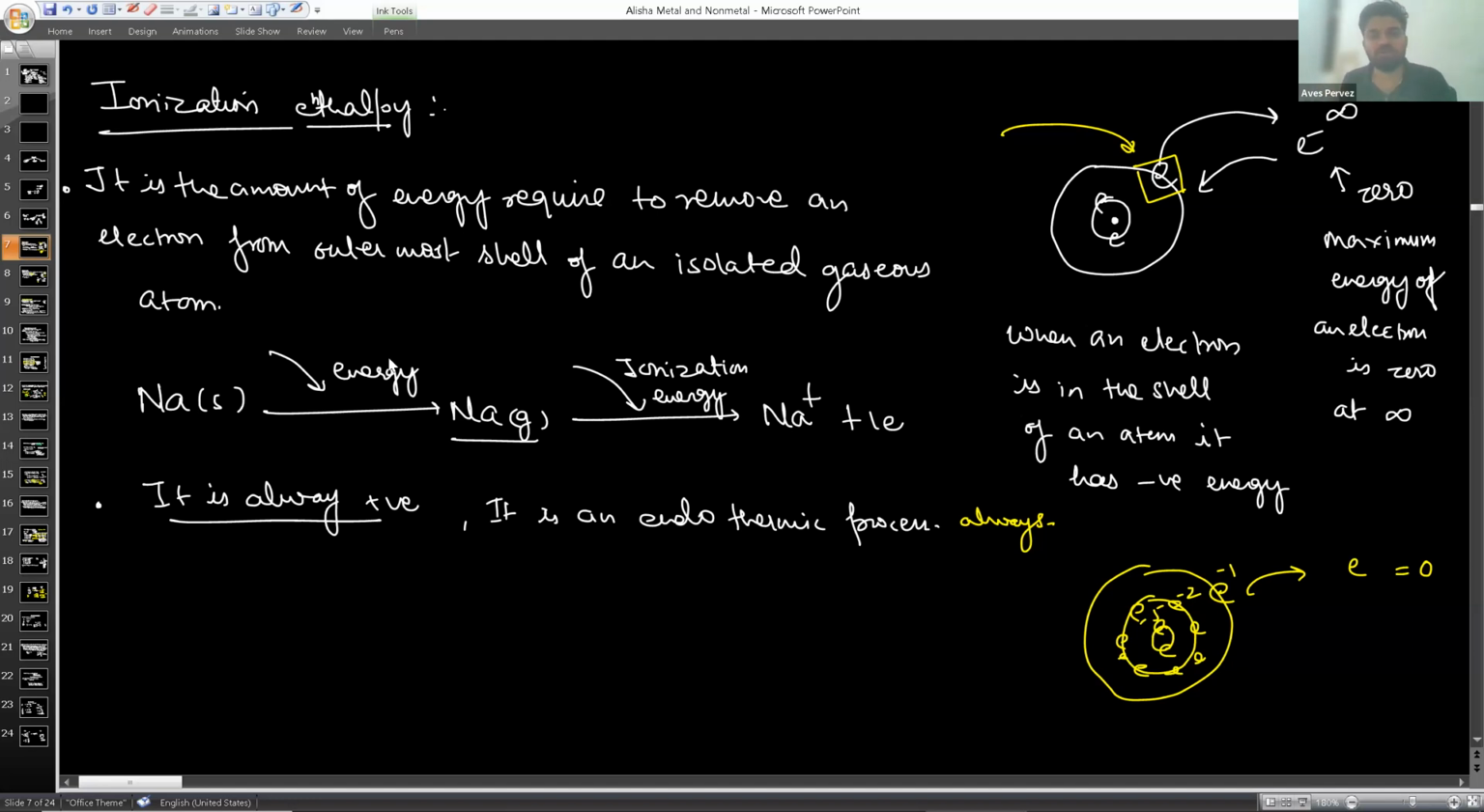It means, first of all, if you want to remove an electron from sodium, you have to convert sodium into gas. Whatever energy you require to melt it is not considered ionization energy. Now, when you have gaseous sodium, you have to remove an electron from it. That is called ionization energy. And it is always positive, meaning it is always an endothermic process.